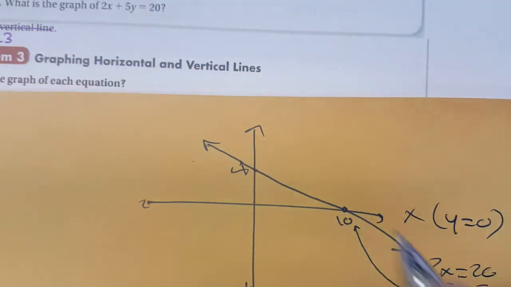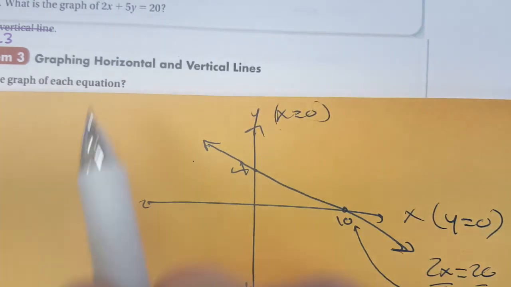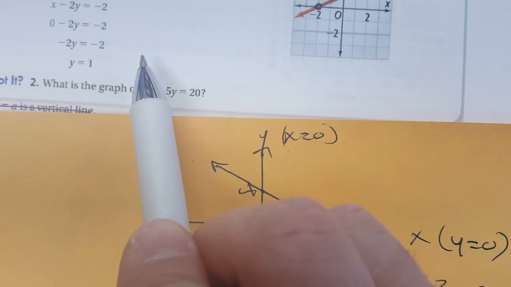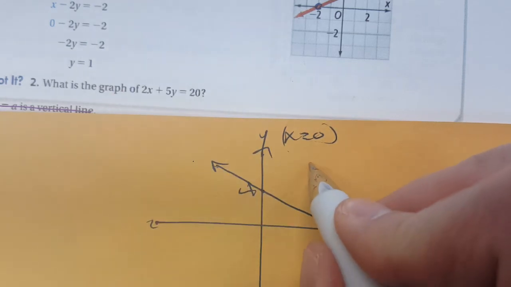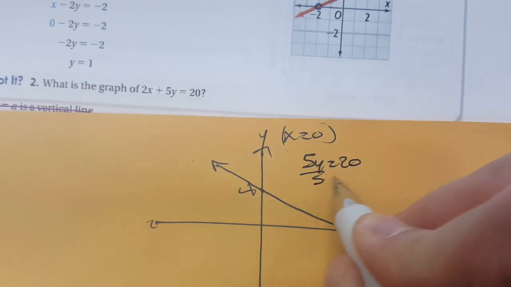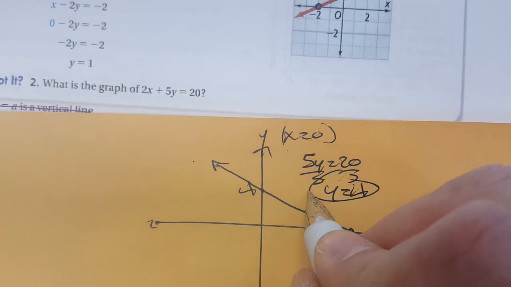Now on the y-axis, x equals 0. So when you plug in a 0 for x, it goes away. And then when you have a 0 that makes that go away, all that's left over is 5y equals 20. Divided by 5, weird. Y equals 4. There you go.